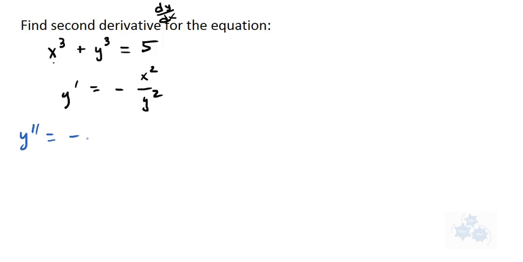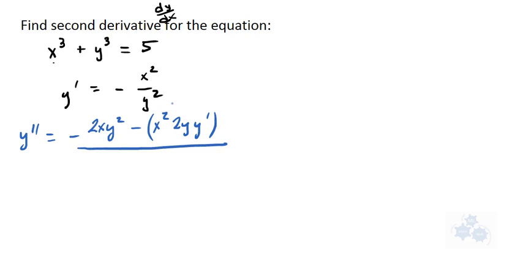The negative can just stay out front, that's no problem. So the derivative of the top is 2x times the bottom, minus the top times the derivative of the bottom. So that's 2y y prime. Remember, because y is not our preferred variable, all over the bottom squared. Okay, is everyone good with that step?